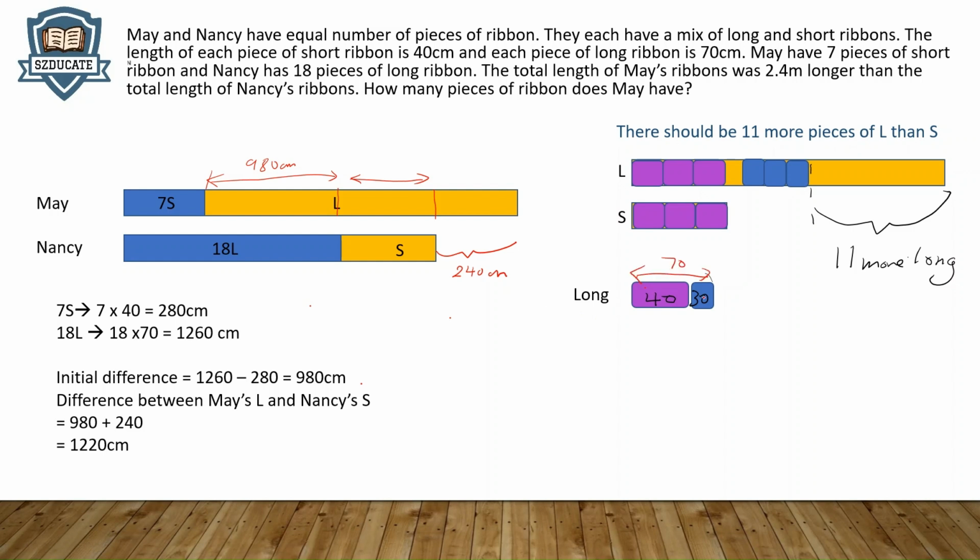This whole thing here is 70. This is one long ribbon. So I'm going to cut it into two pieces. If I cut it into two pieces, you will have one purple section and one blue color section. This is the difference. The purple color section is actually the same length as the short ribbon, which is 40. So there should be an equal number of long and short. Whatever number there is, I'm just going to pack them together. So I'm going to stack them together like this.